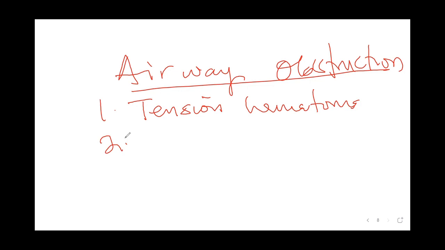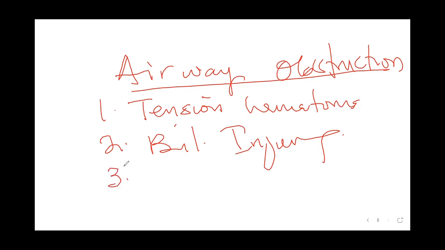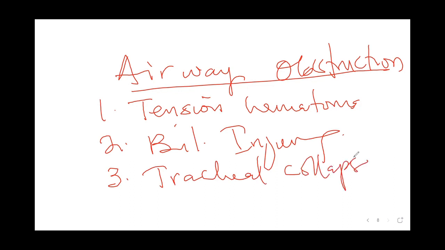Now, patients will have bilateral injury to the recurrent laryngeal nerve. And when there is bilateral injury to the recurrent laryngeal nerve, they will have complete closure of the vocal cords, and the patient will go into airway obstruction. This requires a tracheostomy. Now, patients might also have a tracheal collapse. This tracheal collapse is called tracheomalacia, and it is seen in long-standing goiter.